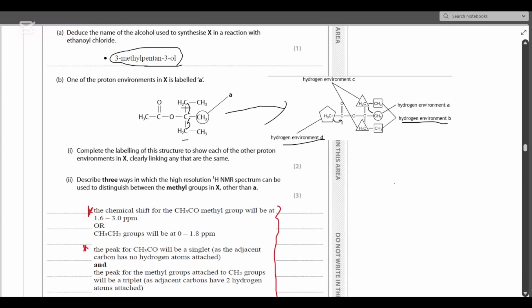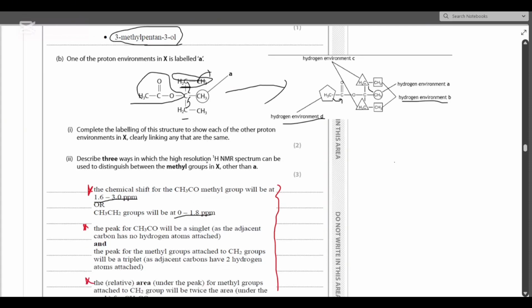Now describe 3 ways in which the high resolution NMR spectrum can be used to distinguish between the methyl groups in X other than A. So other than A, we have the B, C, and D environments. You can check the chemical shift data sheet for the CH3CO methyl group right here, which is going to be at about 1.6 or 3.0 ppm. You can also check the CH3CH2, in other words, this part right here. You can also check the chemical shift of CH3 to CH2, the alkane group right here, which is going to be between 0 and 1.88 ppm.